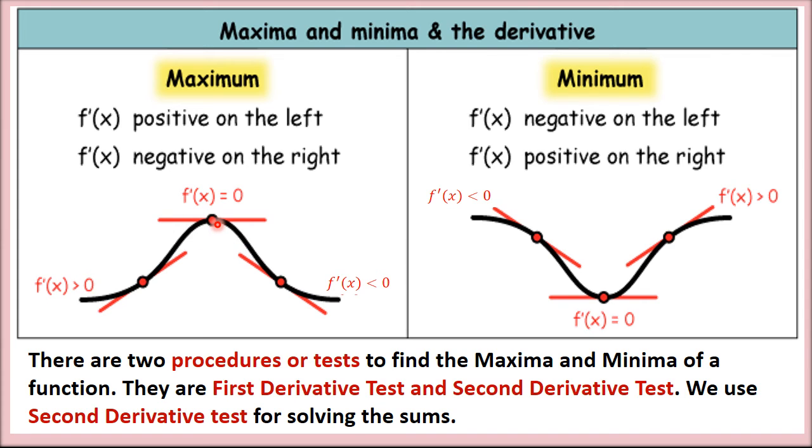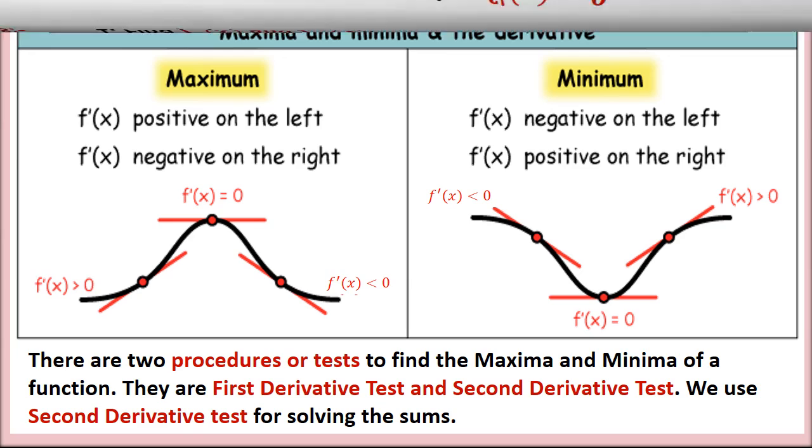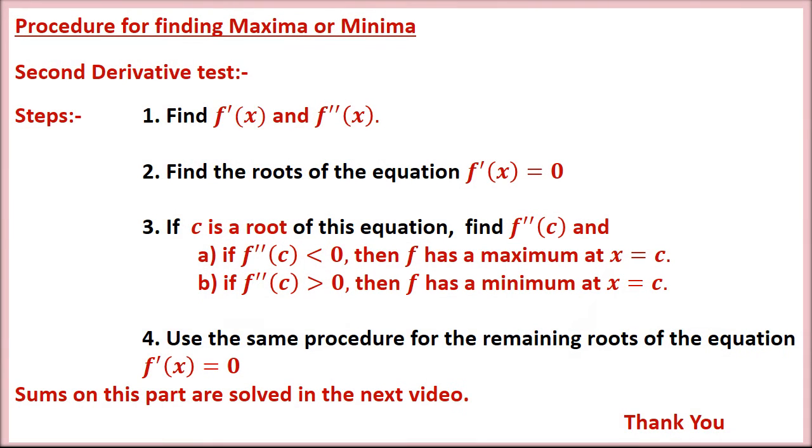the curve. Now there are two procedures or tests to find the maxima and minima of a function. There are first derivative test and second derivative test. We use second derivative test for solving the sums. Procedure for finding the maxima or minima. We use the second derivative test.